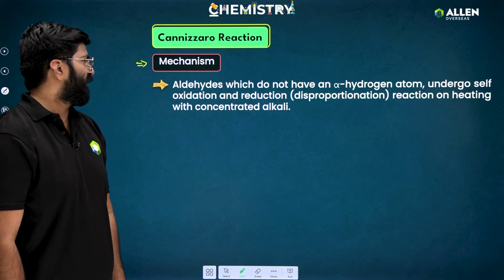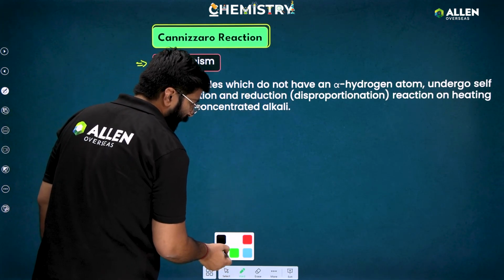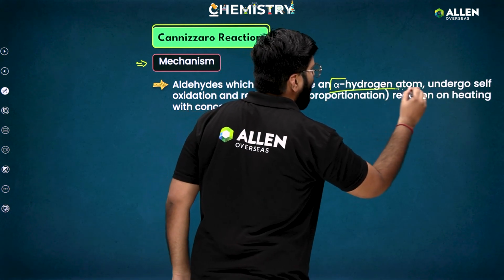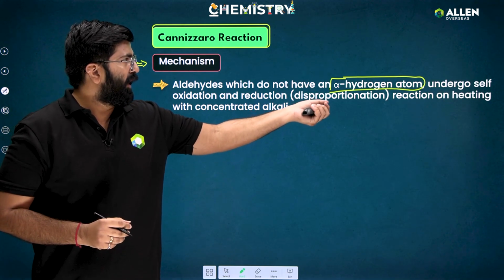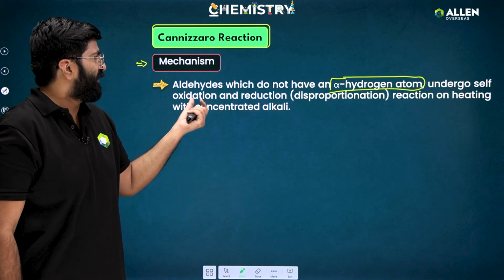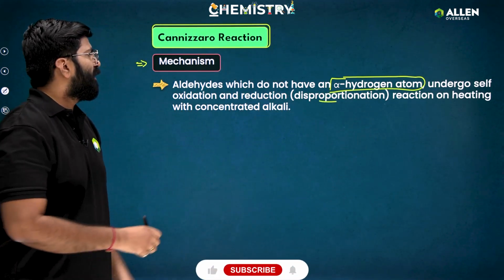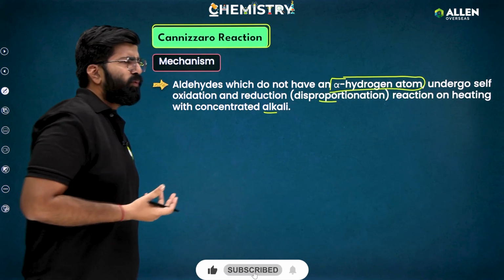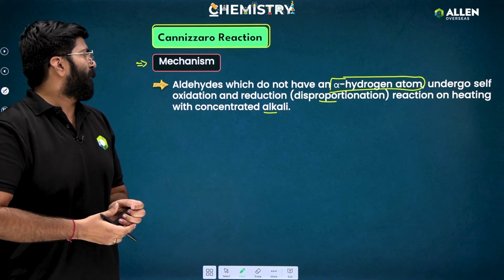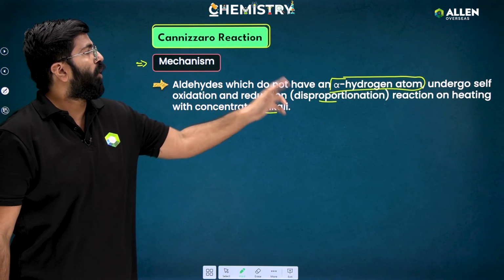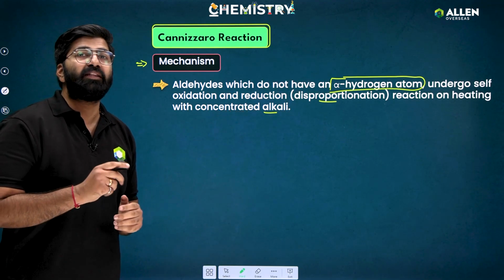So what's its definition? Definition says an aldehyde which does not have, this is the important part, which does not have an alpha hydrogen atom. If in an aldehyde there is no alpha hydrogen, then this undergoes self-oxidation and reduction, means disproportionation reaction, on heating with concentrated alkali. We usually use concentrated NaOH or KOH. In most scenarios, you will see these two only. So basically, only those aldehydes which do not have an alpha hydrogen can perform your Cannizzaro reaction.